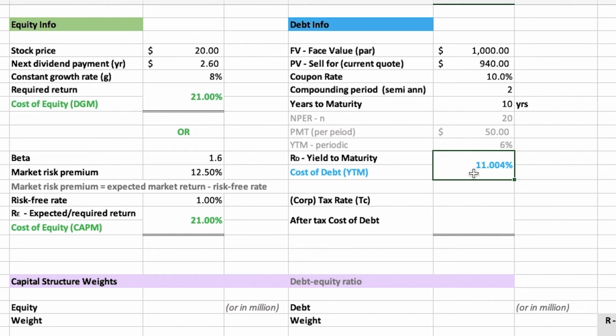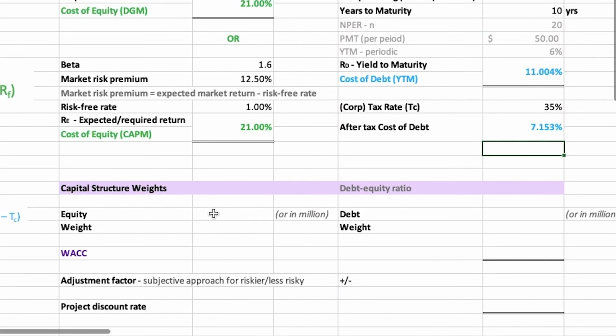And next, it's really important to remember that corporations pay tax, so we need to incorporate tax rate into consideration when we calculate WACC. That is, let's assume 35%. So our after-tax cost of debt is cost of debt times 1 minus tax rate, 7.15%.